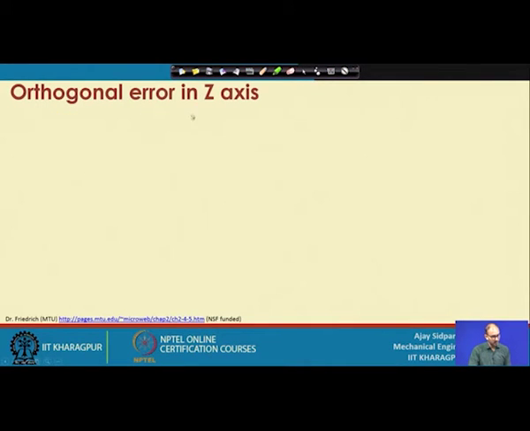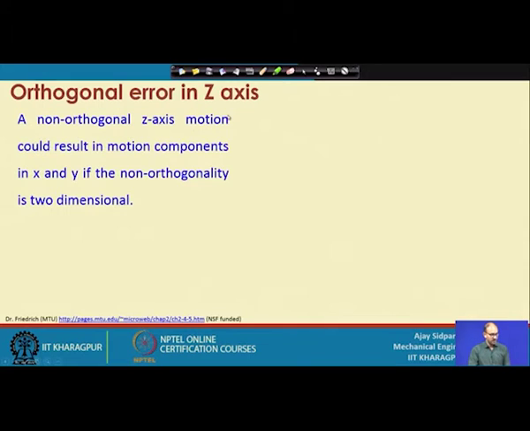Now, coming to the orthogonal error in the z axis. We know that our z axis is always vertical, we assume that, correct. And when you are going to cut something, suppose, consider, we are not considering the x and y direction right now. So, let us consider the drilling only. So, you are drilling a hole here.